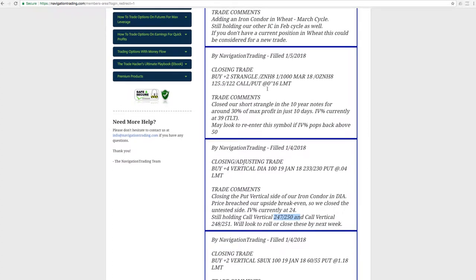Next trade was a closing trade in /ZN, which is the 10-year note. So we had a short strangle on. We put this on just 10 days ago, and we booked a profit today of around 30% of max profit in just 10 days. So that was a nice trade.